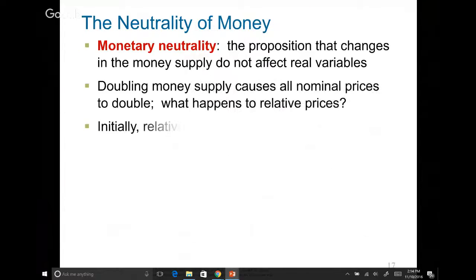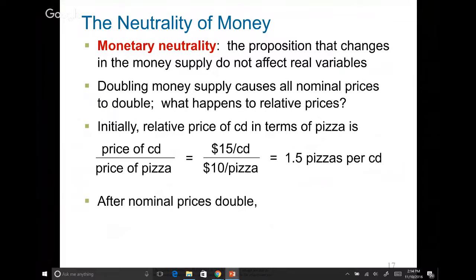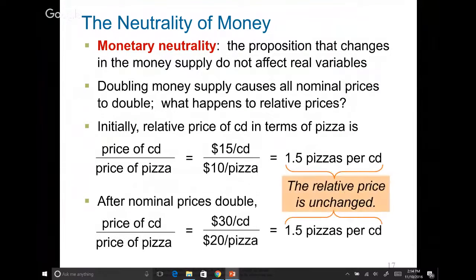Now this one is important, so make sure you know what monetary neutrality is. Monetary neutrality means that a change in money supply does not affect your real variables. Another way to put it is, just because you have more money, it doesn't mean you have more stuff. So a change in money supply does not affect our real variables.